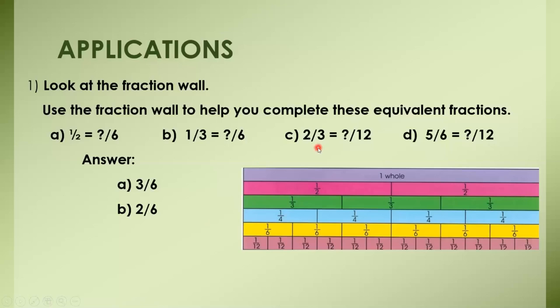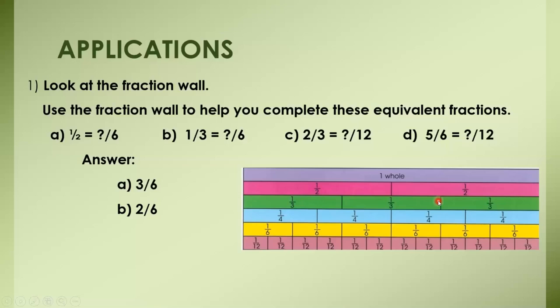Now C part, 2 by 3. Where is this 2 by 3? Can you notice a term written as 2 by 3? No. But we can find out 2 by 3 from this fraction wall. How is it? See, this is 1 by 3. And this is another 1 by 3. So from here to here, you are getting 1 by 3 plus 1 by 3. That is 1 plus 1, 2 by 3. So this is 2 by 3 part.